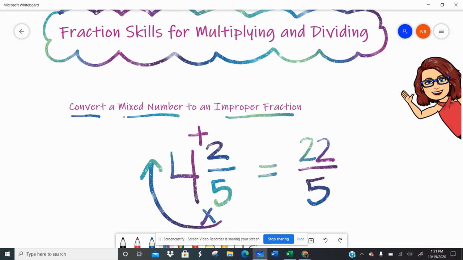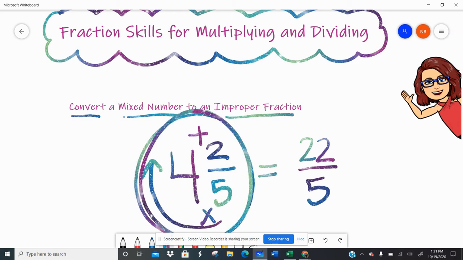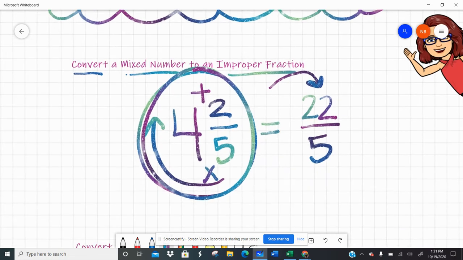We need to remember about a mixed number that it's like a married couple. You got to keep it together, so you can't separate it out. When we're multiplying and dividing fractions with mixed numbers, we have to change to an improper fraction. Multiply the bottom, add the top.